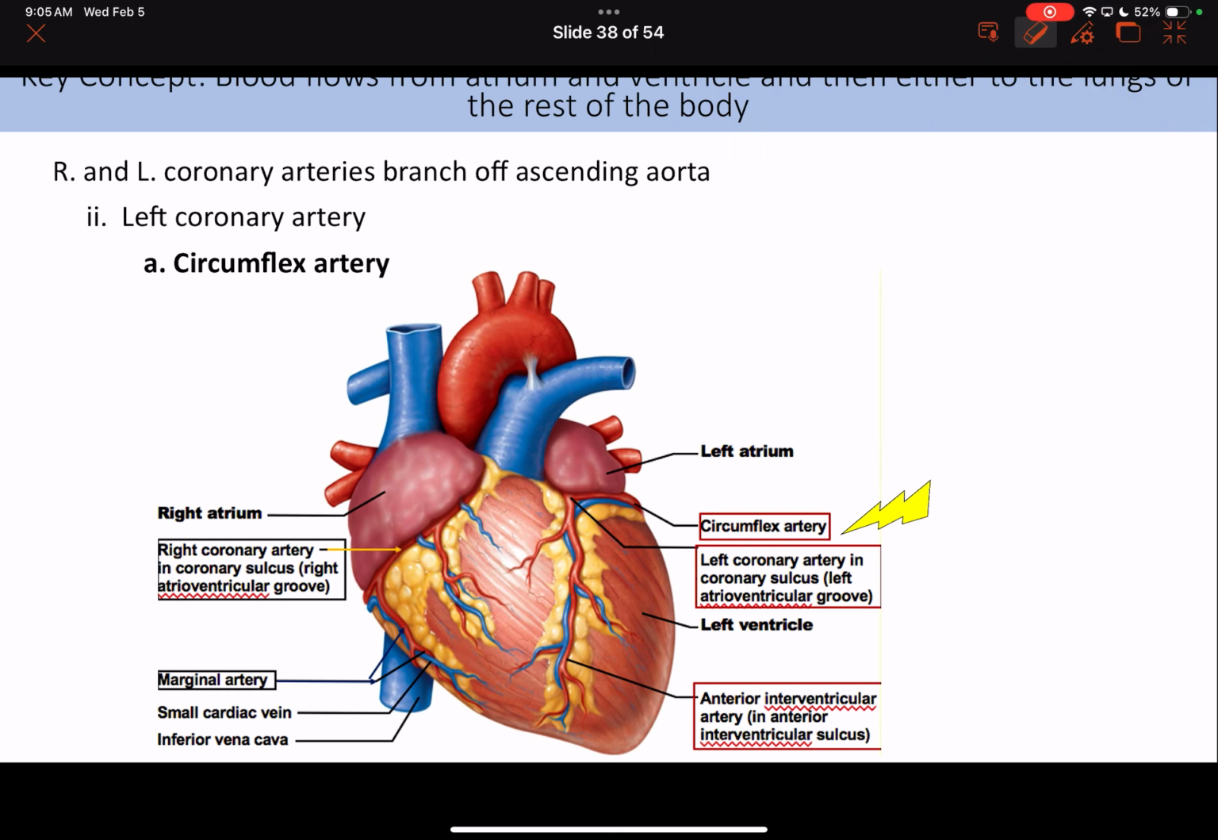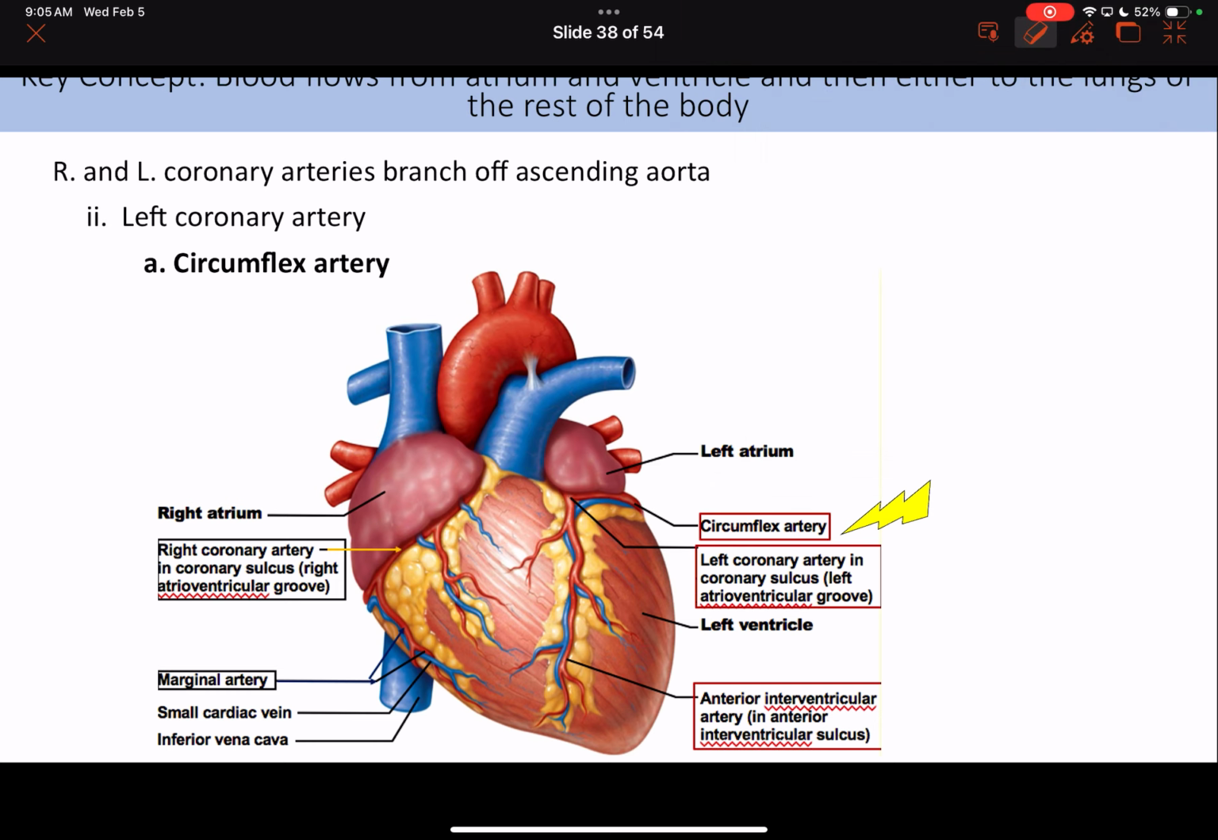And then the posterior interventricular artery is actually on the back side. And again, both of these come off of the right coronary artery. Okay. So when we look at the right coronary artery, again, it's much longer than the left. And you can see it in the back. So here's the right coronary artery. It wraps around the heart and then comes to the back here. And then this extension down, that is the posterior interventricular artery.